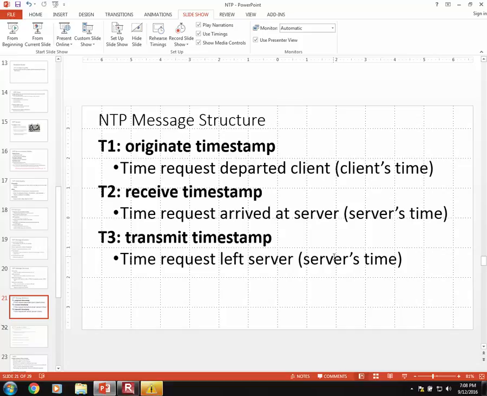The message structure will have a T1, which is the originating timestamp, the time the request departed the client. A time 2, the received timestamp, which is the time the request arrived at the server. And time 3, the transmit timestamp, the time the response left the server.